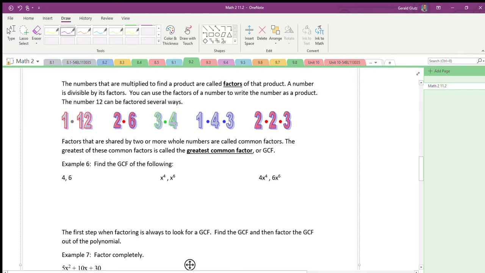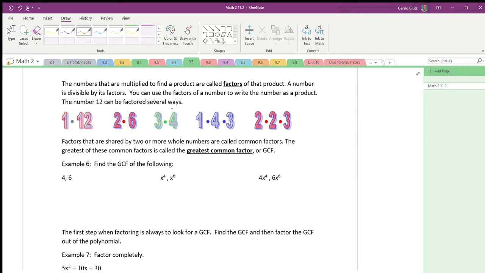So the number 12 can be factored in different ways. If I multiply 1 times 12, that's one way to factor the number 12. Also, 2 times 6 would equal 12, so that's another way to factor 12. 3 times 4 would equal 12. And then 1 times 4 times 3, 2 times 2 times 3. So factoring is something we've done, especially when we've been using the radical signs. But now we're going to be using variables a little bit too.